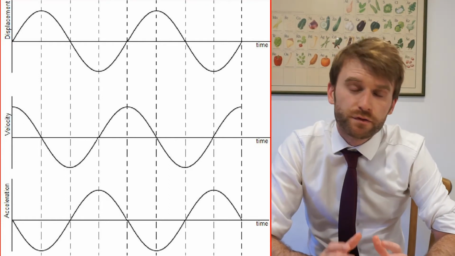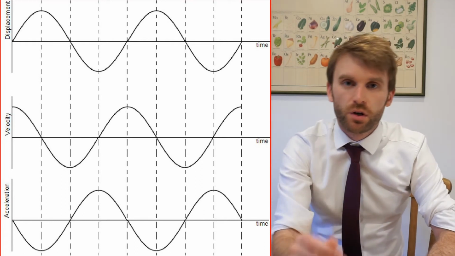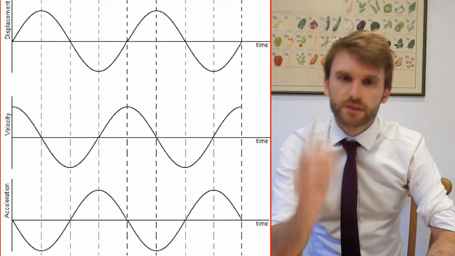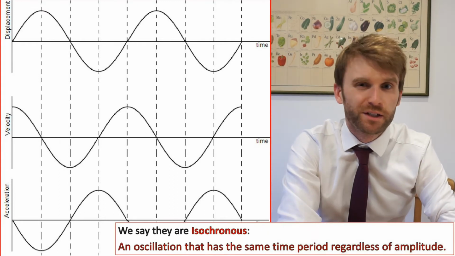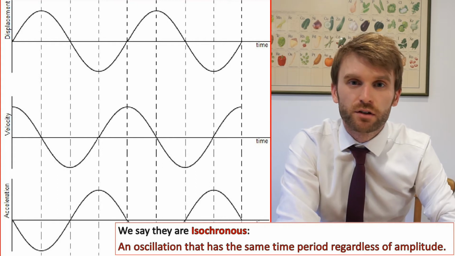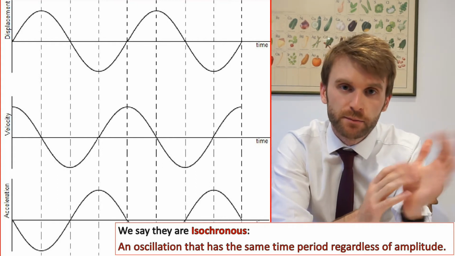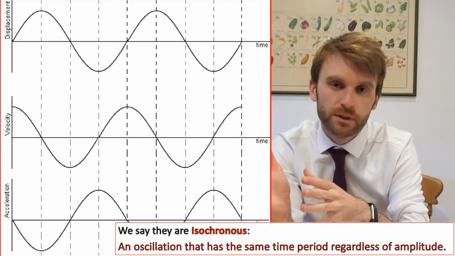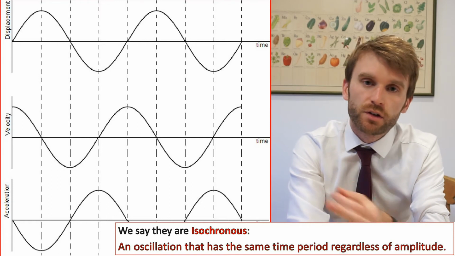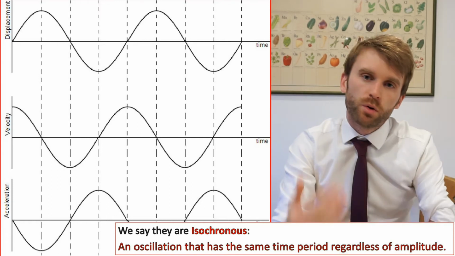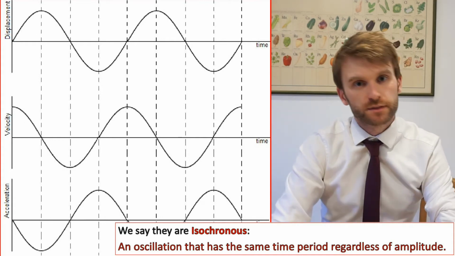An important feature of oscillations, which is drawn on this page, is that they are what we call isochronous. Sounds really posh, doesn't it? Isochronous, was he a Greek god? Isochronous, iso means the same, chronos, time. All of these properties, the acceleration, the velocity, the displacement, all of these properties vary with the same time period.